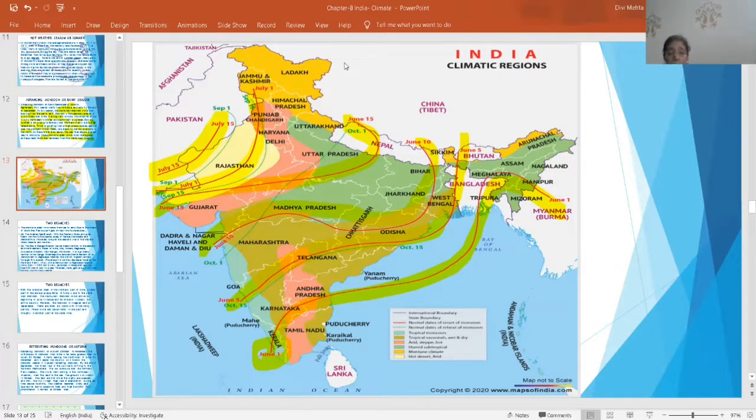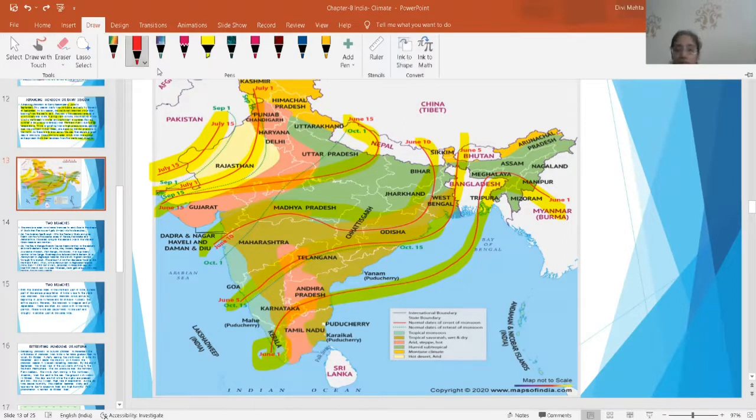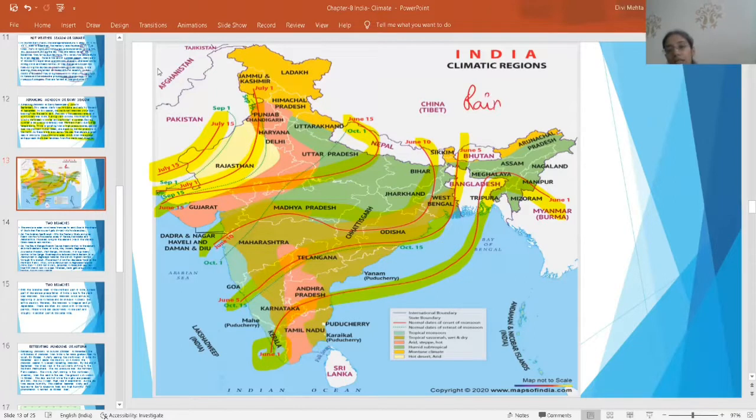This map is about the monsoon. The monsoon starts from the south on June 1. I told you na, in early June it starts. So I am telling you when the rainy season starts. This map is telling you when the rainy season begins.